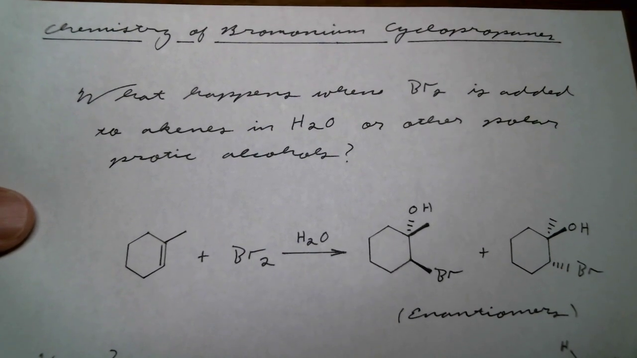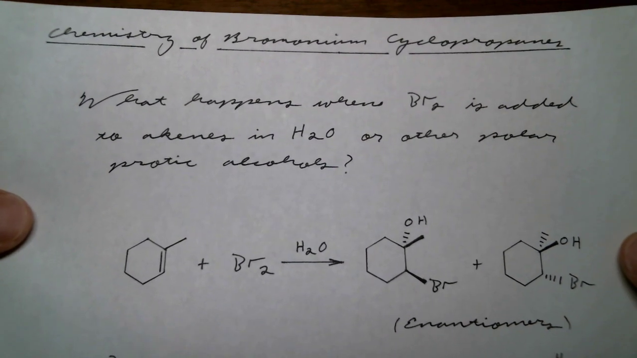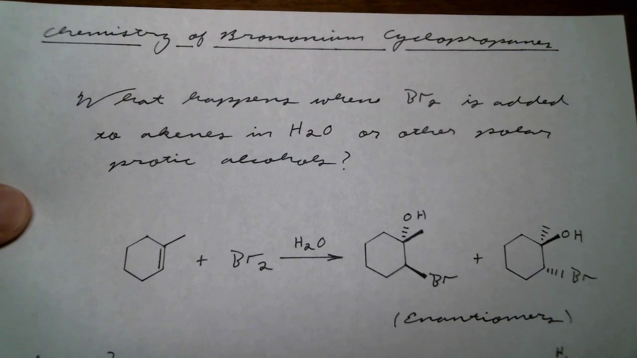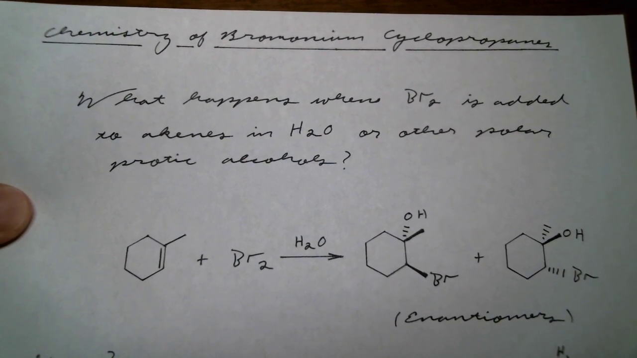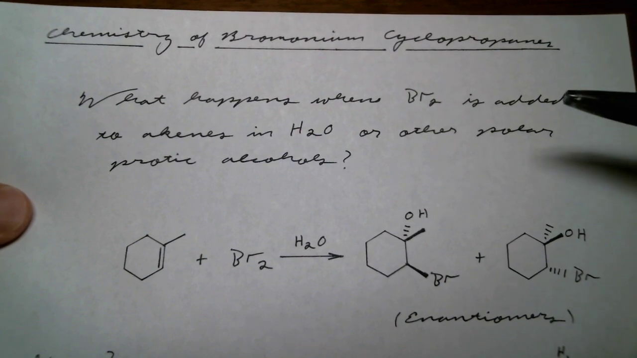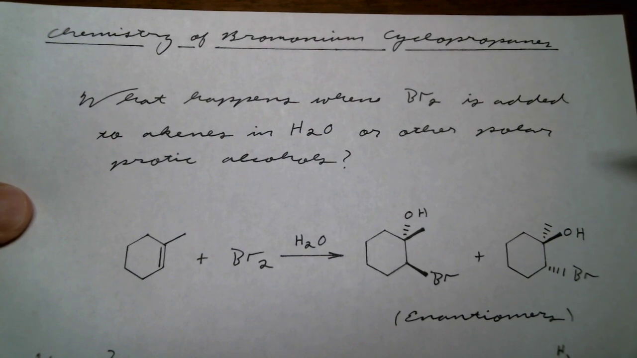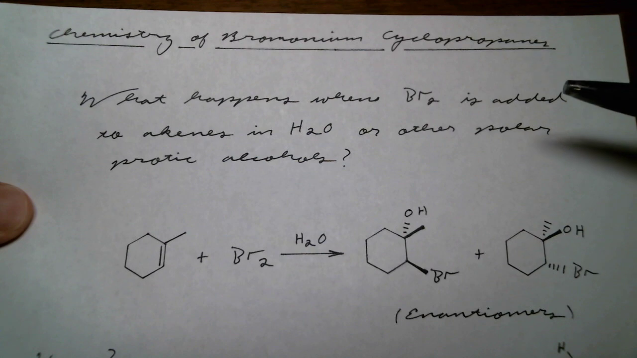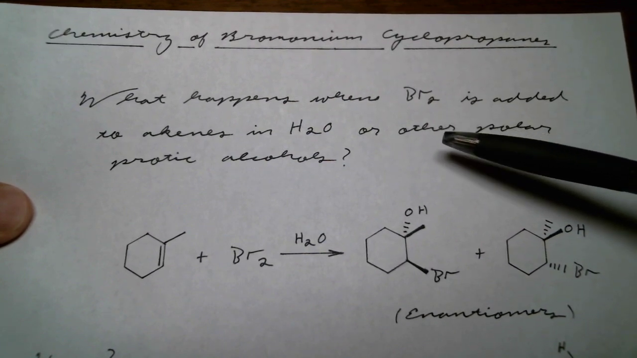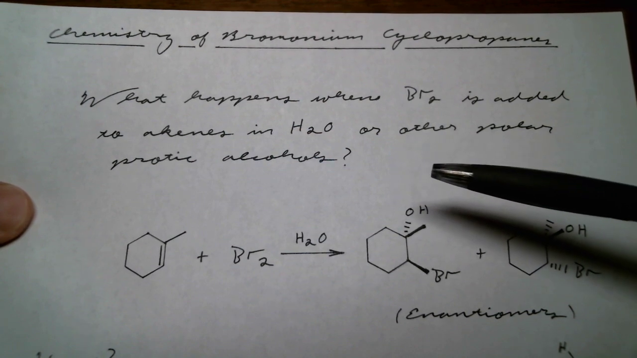Welcome to the second lecture video in our Class 23 series of lecture videos. We ended the first one looking at bromination of alkenes. We will continue our study of bromination of alkenes under different conditions. Instead of having this bromination take place in a polar aprotic solvent like dichloromethane, what happens when we add our diatomic bromine to an alkene in water or some other polar protic alcohol solvent?